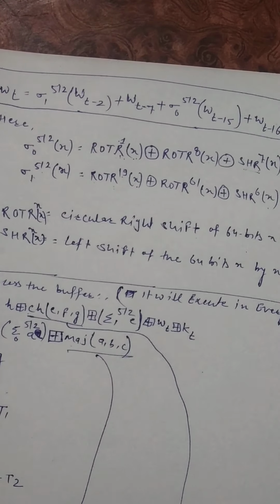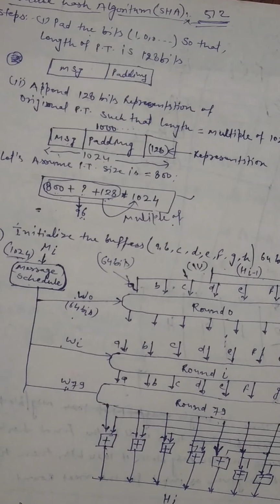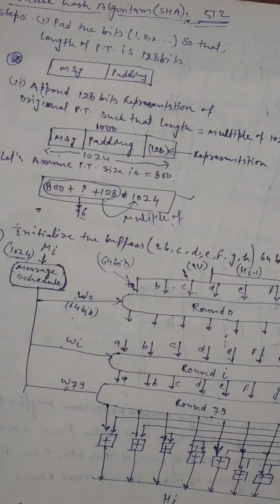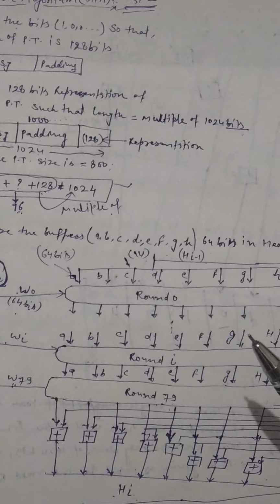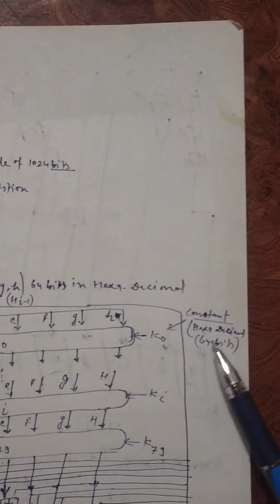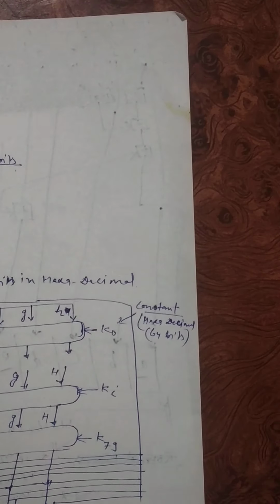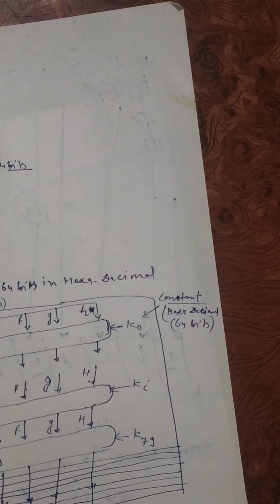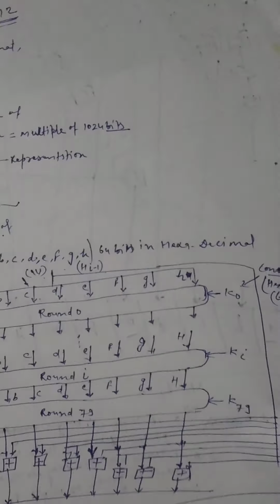In the previous diagram, we saw what things are needed. First was the W, the word size, the word value and register value, and our constant value. The constant value is again a hexadecimal value. We have to take 80 constant values, and they would be hexadecimal values. So 3 values are there. Now let's go to the round function.